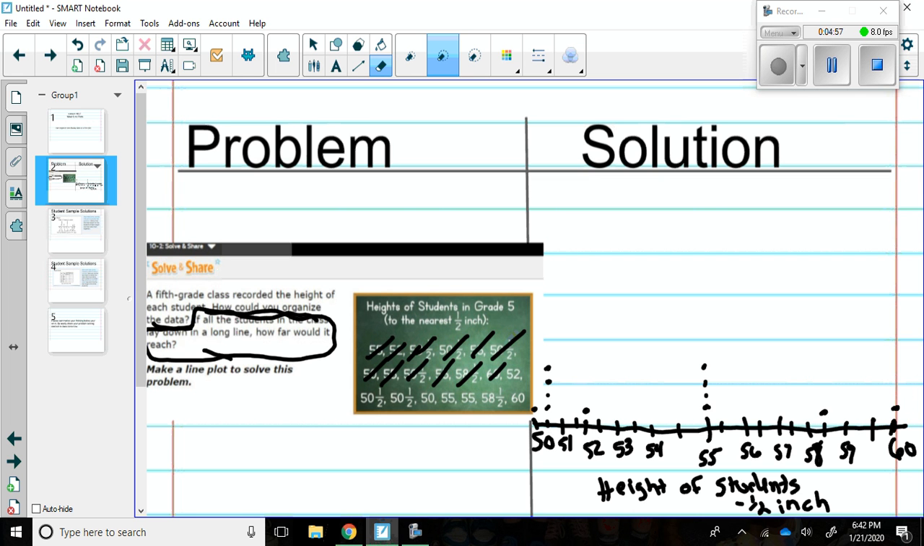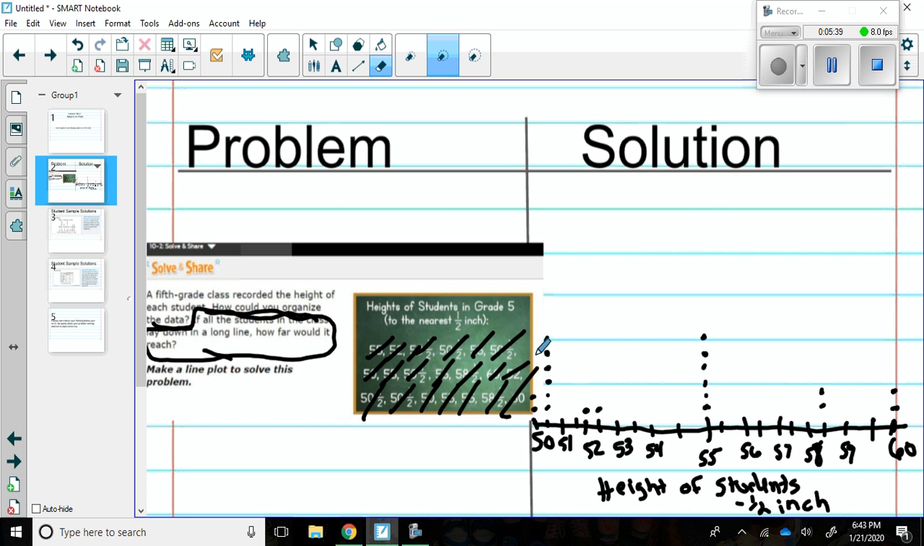52, 50 and a half, another 50 and a half, 55, 55, 58 and a half. Uh-oh, why did it do that? I'll put that there's my 50 and a half. And then a 60. Okay, so here is my line plot. I'm going to mark up 60. Now, I plotted it out. I've organized my data of every student and their height.